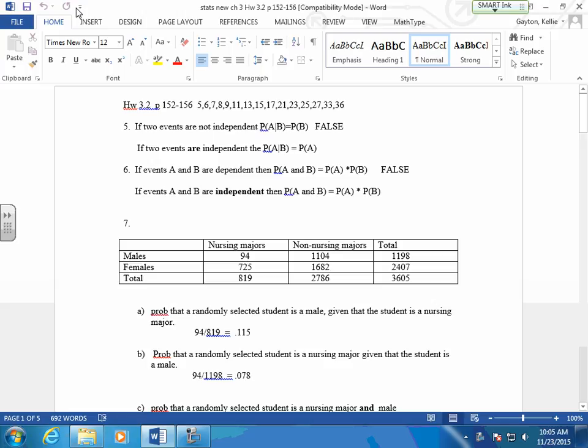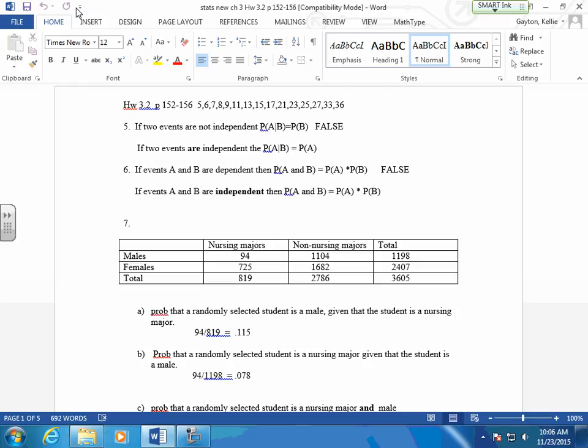Okay, so if two events are independent, then the probability of A given B is just the probability of A, meaning B has no effect on it. The only problem you have is if it's a dependent event, and then B affects the one you're doing.